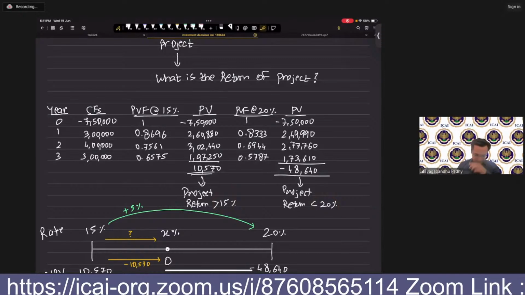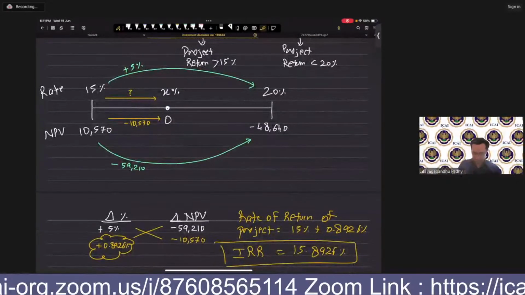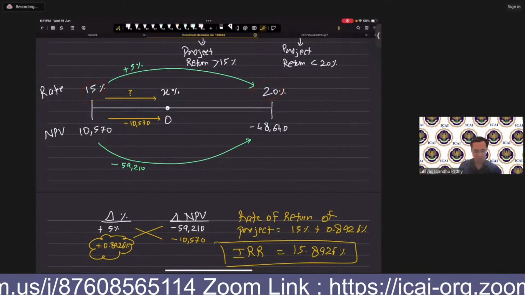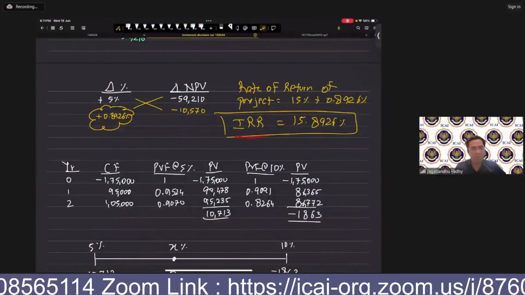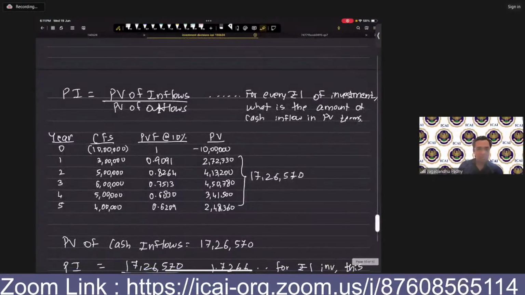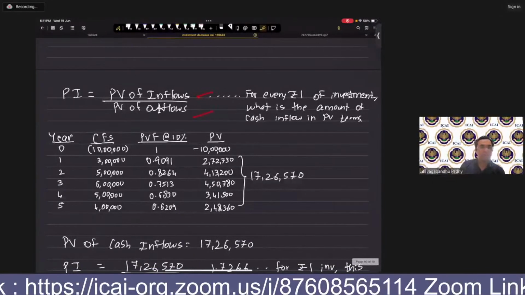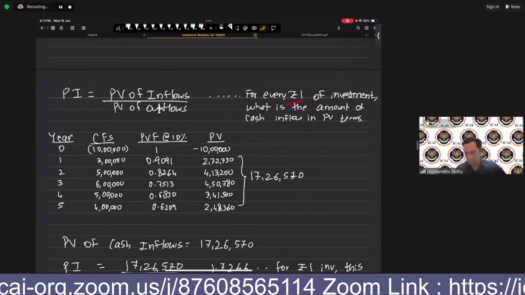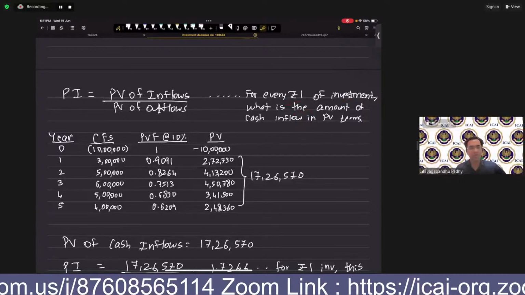That made us do this interpolation activity. We did the interpolation between 15% and 20% to make our NPV 0. That was the method we used to calculate the IRR. Post IRR, we have also discussed the profitability index, which is present value of inflows upon present value of outflows. It simply states that for every 1 rupee of investment, what is the amount of cash inflow in present value terms.